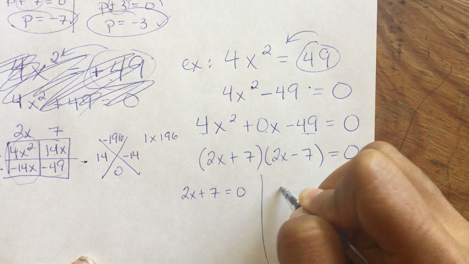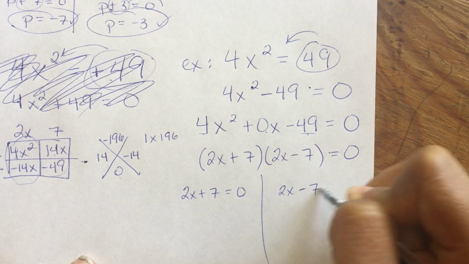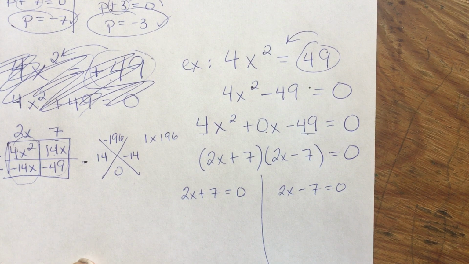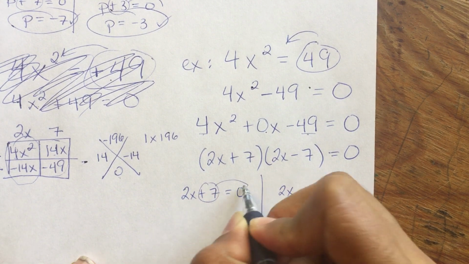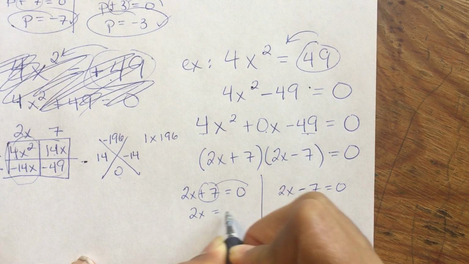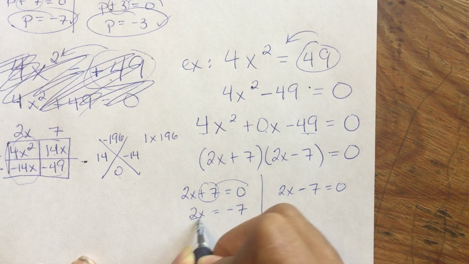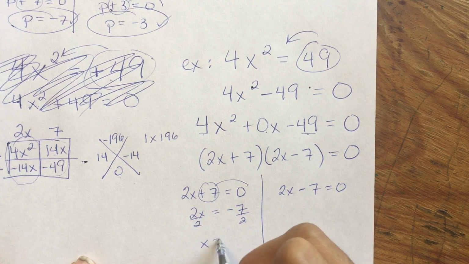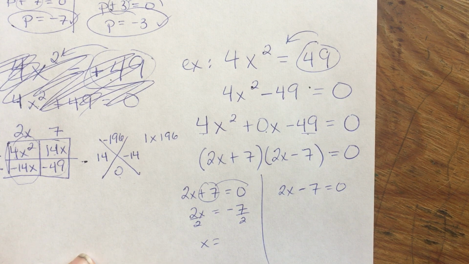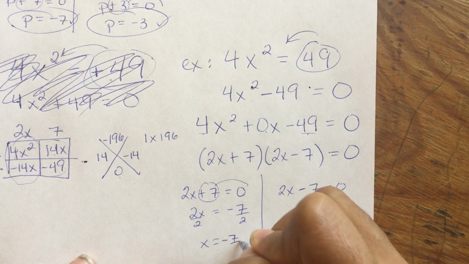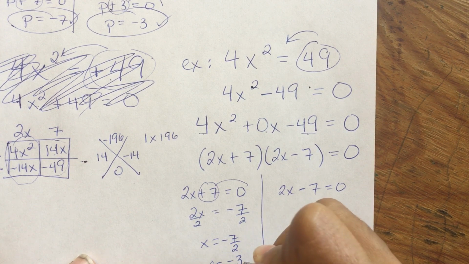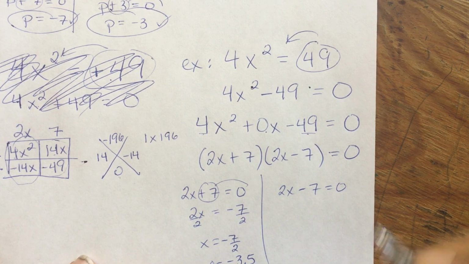Set each factor equal to 0, and begin solving your two mini equations. Grab the constant, jump it, change the sign, and divide. You can leave it like this, or you can divide it out and get negative 3.5. I don't care. Or whatever you prefer, okay?